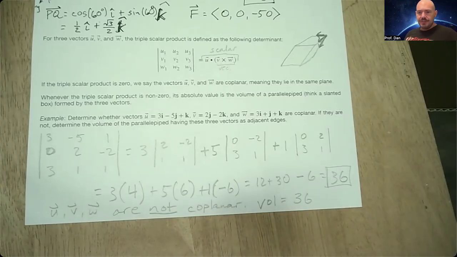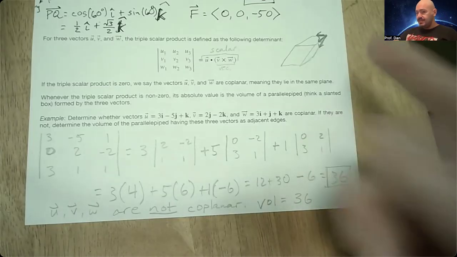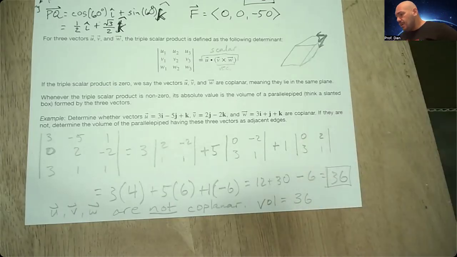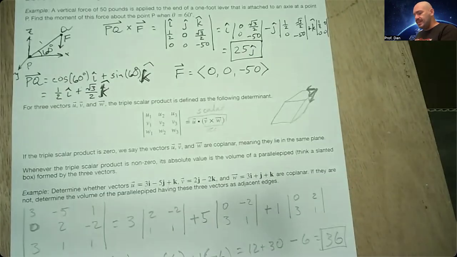So now we know how to figure out if three vectors are coplanar, meaning can I stick a sheet through all three at the same time? We know how to find the volume of a parallelepiped. We know how to find the area of a parallelogram, which is one of the faces of a parallelepiped. We learned a little bit about torque and determinants. It's a good amount of work we did today.